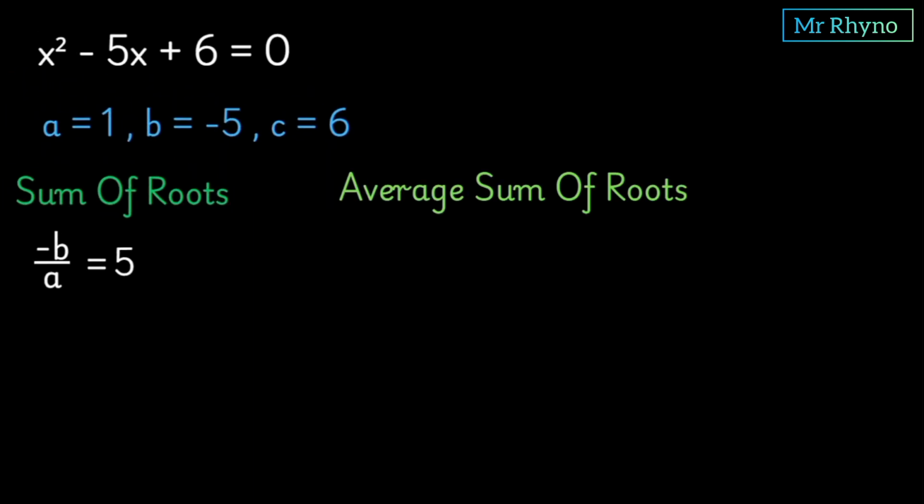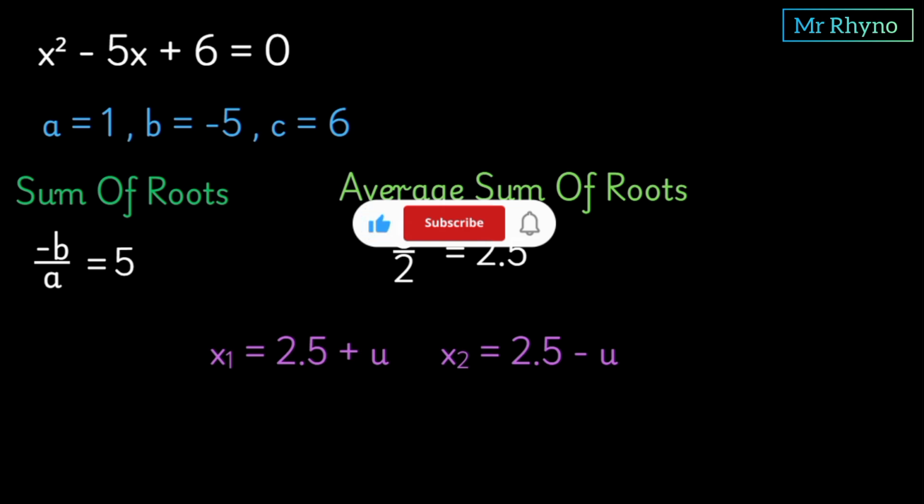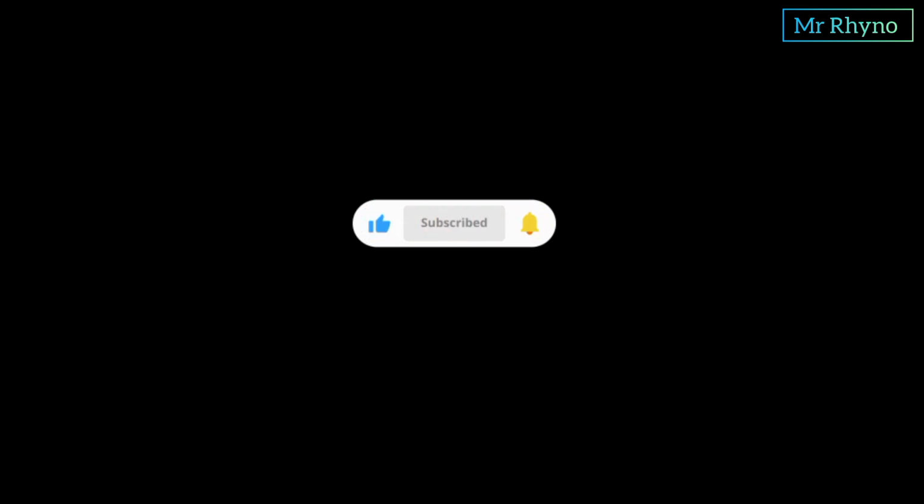Then next, we get the average of the sum of the roots. That is basically 5 divided by 2. And we get the average of the sum of the roots as 2.5. Then our x1 shall be 2.5 plus u, and our x2 shall be 2.5 minus u. We have our two roots.